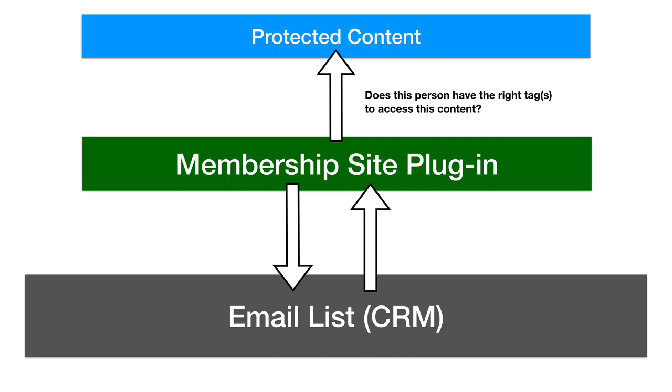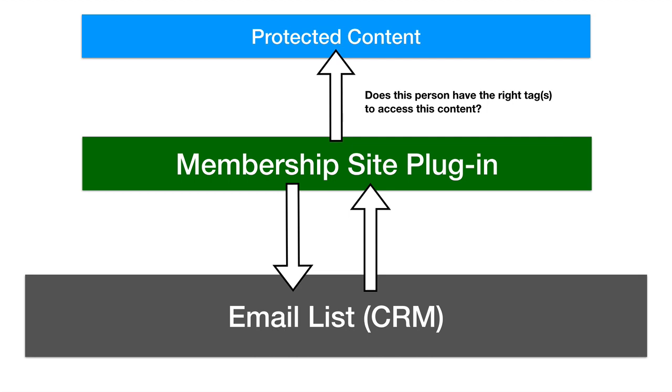The membership site plugin works very differently. We are not looking at whether they're in a particular membership level or not, which is all interior to the membership site plugin. We're now just saying, does this person have the right tags in order to access that content? And so when we're setting up protected content on our site, we're just assigning what tag or tags is allowed to access it, okay?